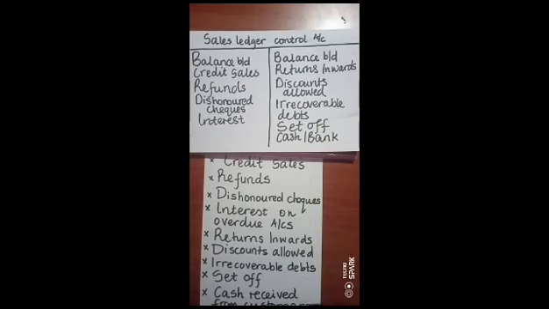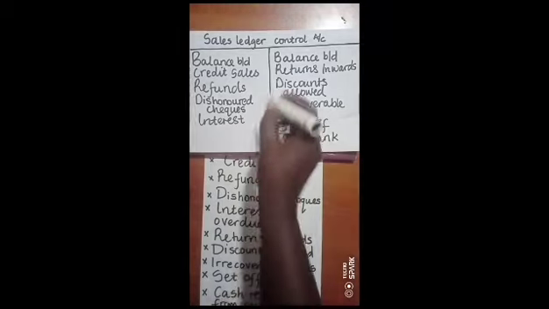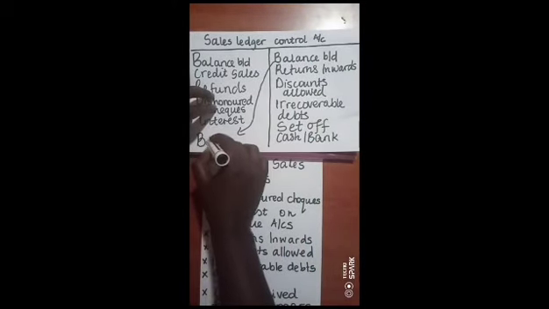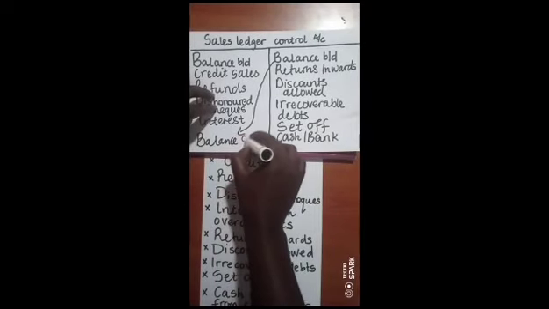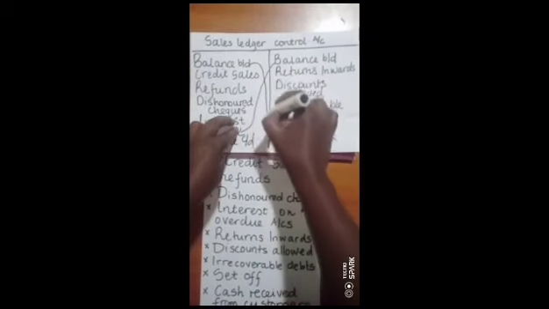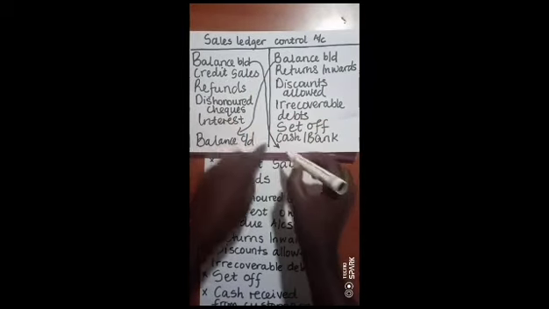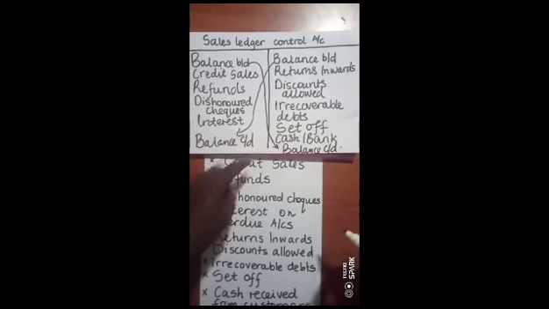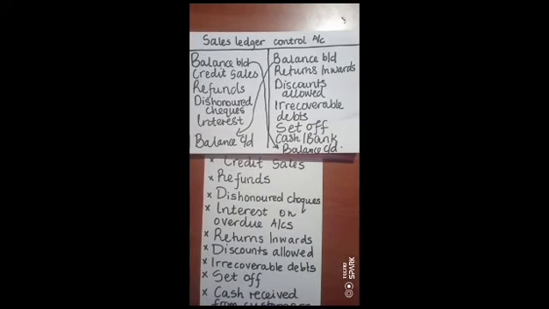Then at the end, we need to find the closing balances. So this balance on the credit side will end up on the debit side. So it will be balance c/d on the debit side. Then this balance on the debit side ends up on the credit side. So we have our closing balance here. So this is how we prepare a control account, the sales ledger control account. Thank you very much.